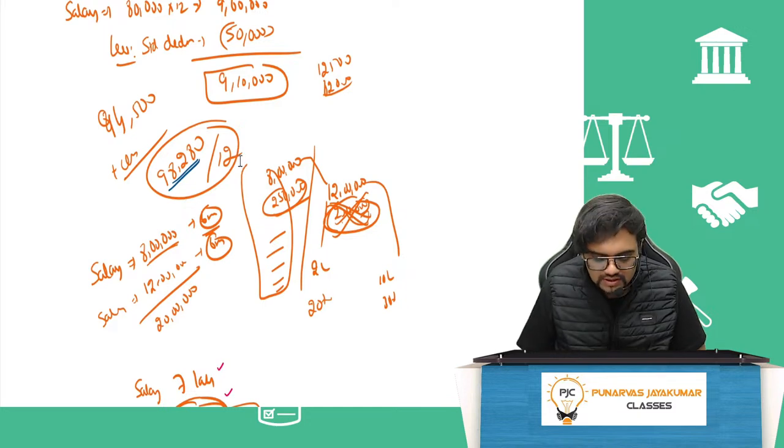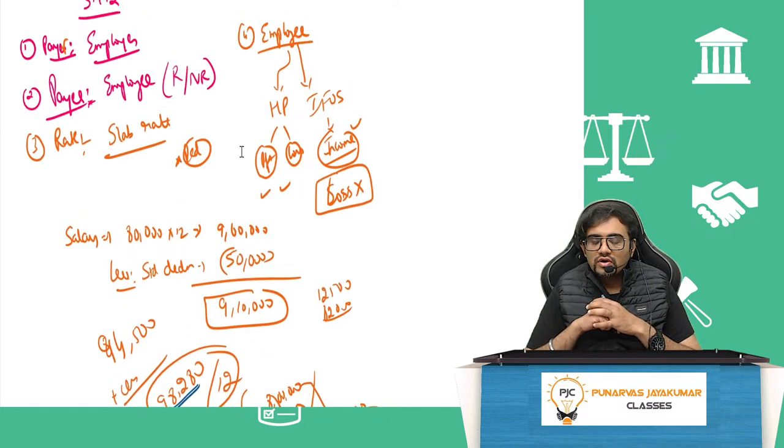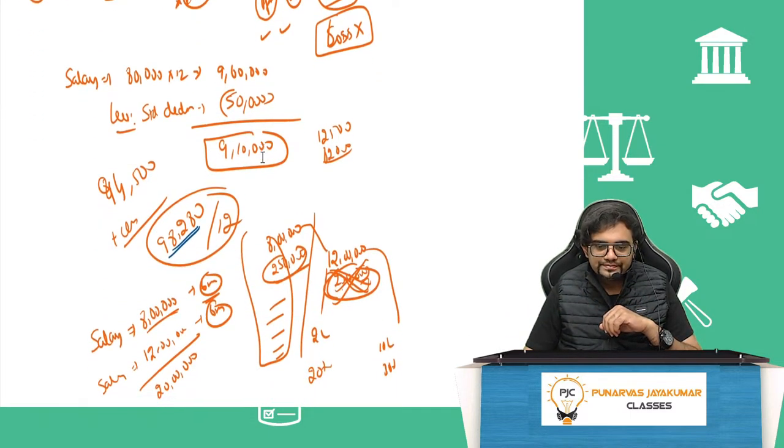So here, the person who is deducting tax will be the employer. He is deducting on behalf of the employee. And the best part is, if the employer doesn't deduct, he will be liable as an assessee in default. So it's a very dangerous provision for the employer.